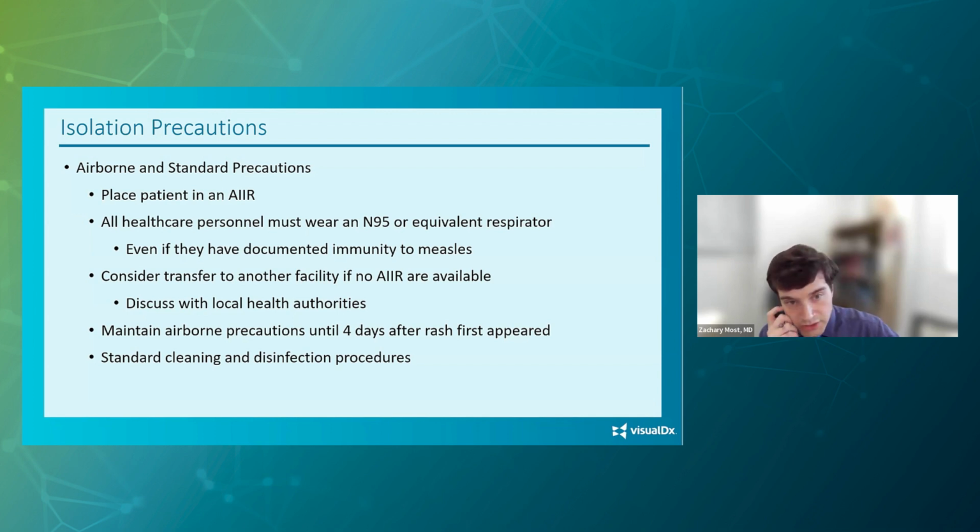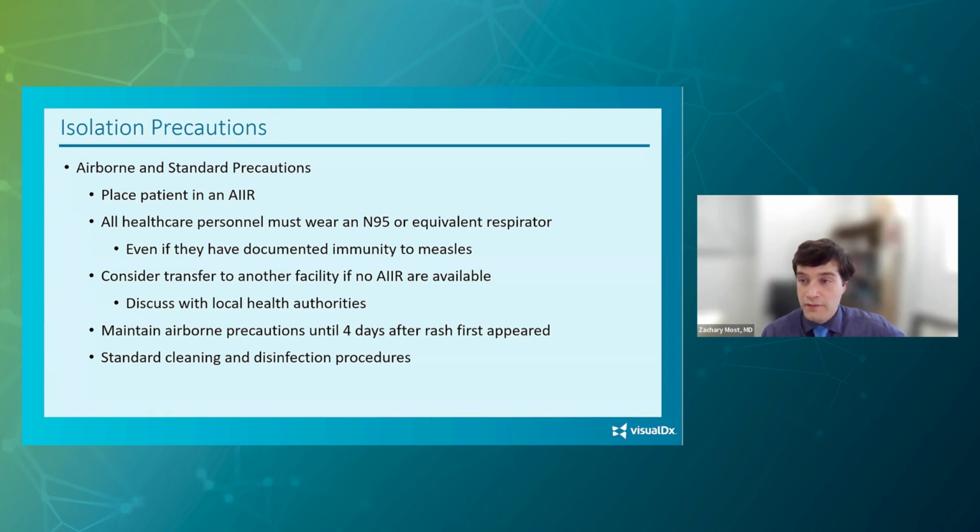All healthcare personnel must wear an N95 or equivalent respirator, even if they have documented immunity to measles. Consider transfer to another facility if no airborne isolation rooms are available, and you should discuss this with local health authorities prior to transfer. You maintain airborne precautions until 4 days after the rash first appeared, and you use standard cleaning and disinfection procedures on the room.